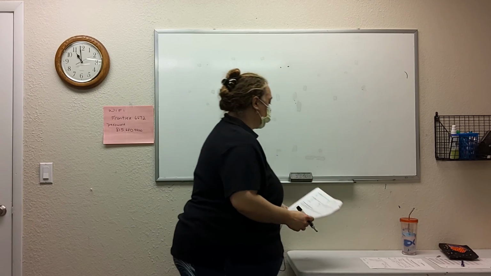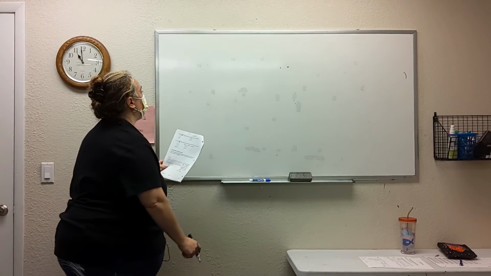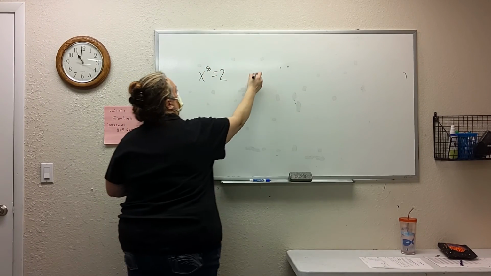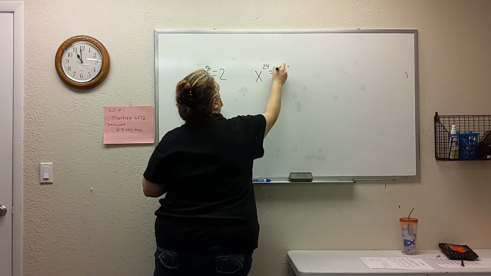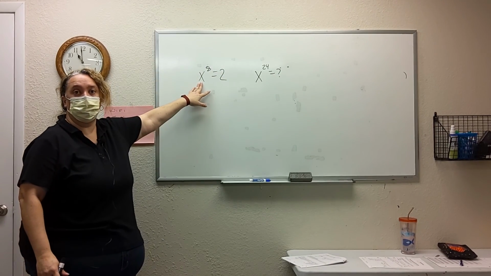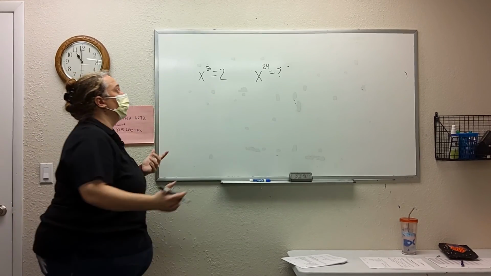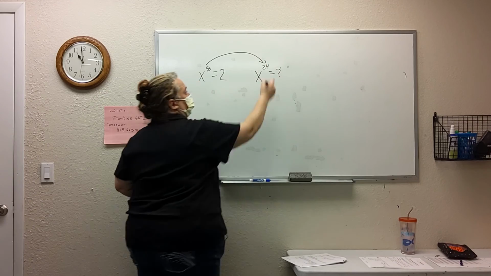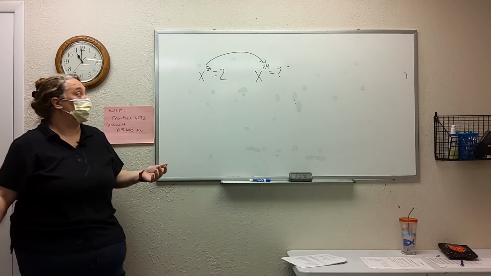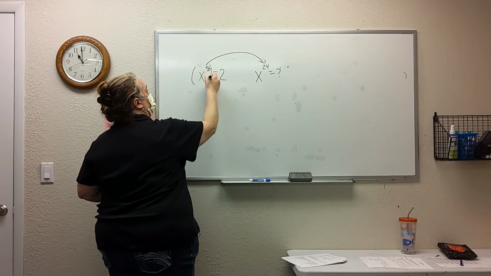Okay, so number 11 at the top, for a positive real number x where x to the 8th is 2, what is the value of x to the 24th? Okay, so they told you x to the 8th is 2. They asked you for x to the 24th. Look at what they gave you, x to the 8th. Look at what they asked you for, x to the 24th. How did they go from 8 to 24? Times by 3.